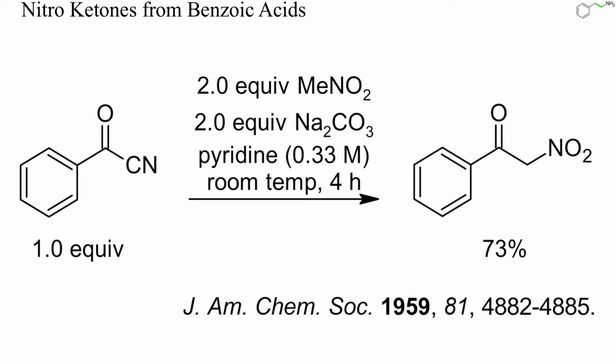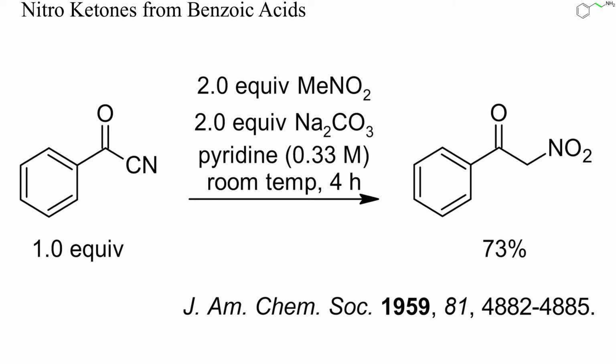In this example, benzoyl cyanide was treated with nitromethane and sodium carbonate in pyridine, and the expected nitroketone was obtained in 73% yield. Few examples of such acylations have been reported. These reactions require careful optimization, also of the workup. The products are strong carbon acids and may undergo C-C bond cleavage when treated with nucleophiles.